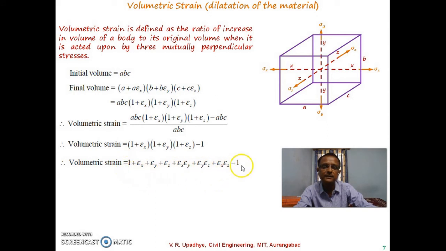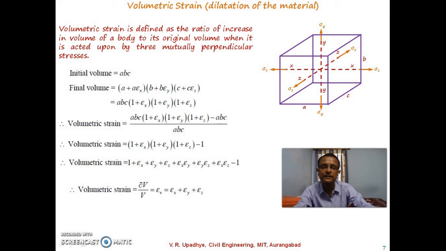So this 1 and this minus 1 give 0, and these three terms are neglected. The remaining three terms, epsilon x plus epsilon y plus epsilon z, are considered for further analysis. So what we write is volumetric strain is equal to change in volume to original volume. Delta V divided by V is epsilon V, which is equal to epsilon x plus epsilon y plus epsilon z.